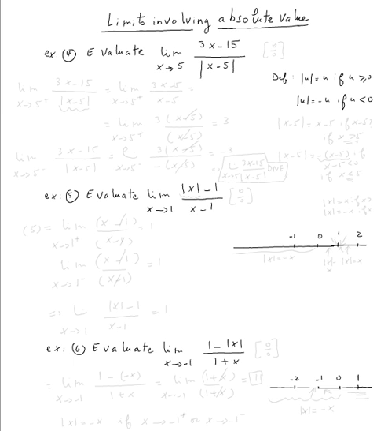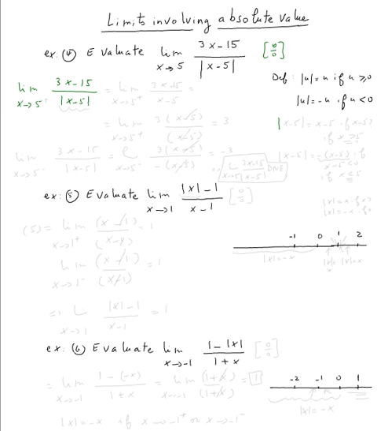Again, if you plug in 5, you'll get 0 over 0, which is an indeterminate form. So we need to do the limit as x approaches 5 from the right side and left side. Why? Let me do this. As x approaches 5 of 3x minus 15 over the absolute value of x minus 5.